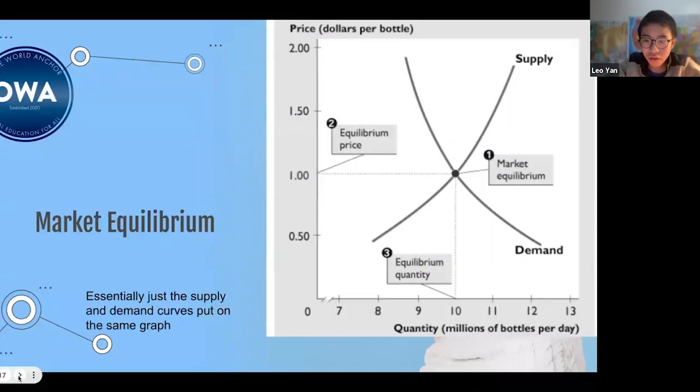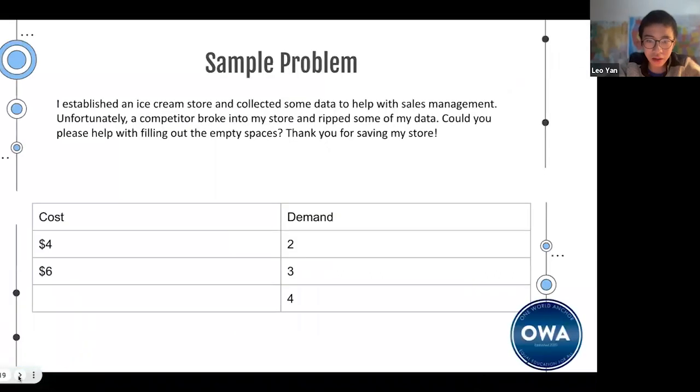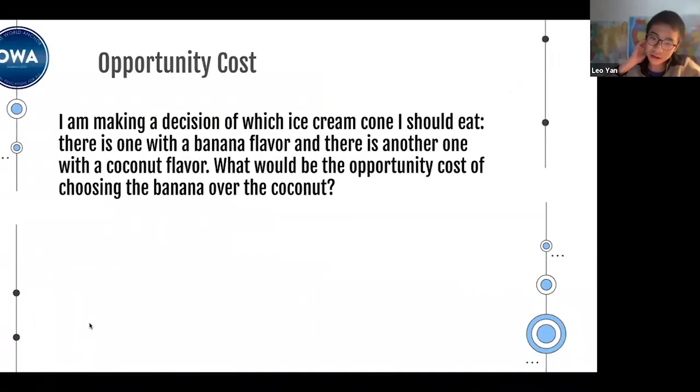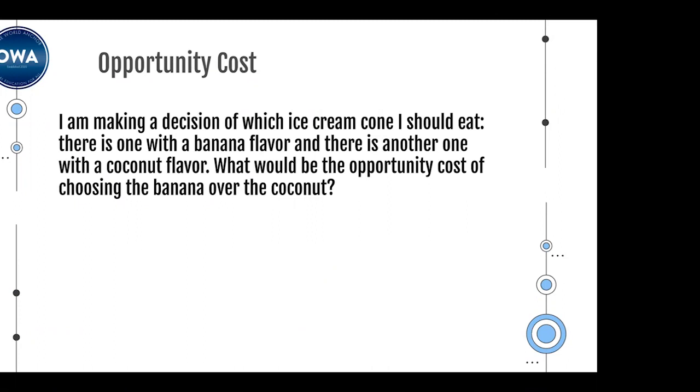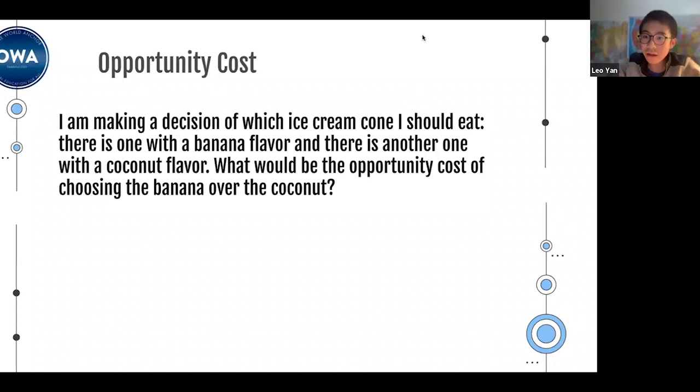So let's go back to this example in which I talked about the opportunity cost. In this case, even if you were really happy with your banana over the coconut, you would still be making a sacrifice because you would still be losing out on the coconut. You would still be losing the coconut as the cost for choosing the banana.